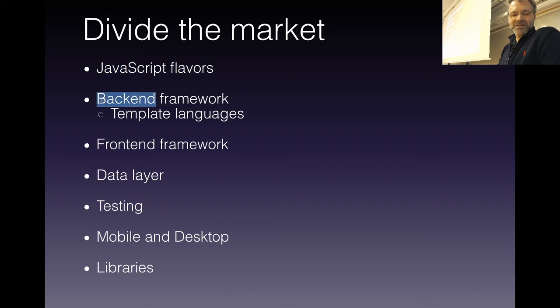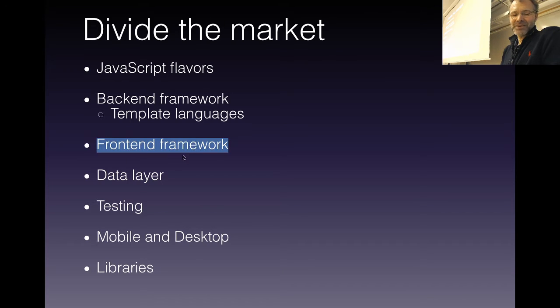We need to decide on a backend framework. And if we're going to have a template language, we need to decide on that also. We need to decide on a front-end framework, how to deal with dynamic pages on the front end and how to deliver the pages to the browsers, what type of graphical user interface we would like to have.